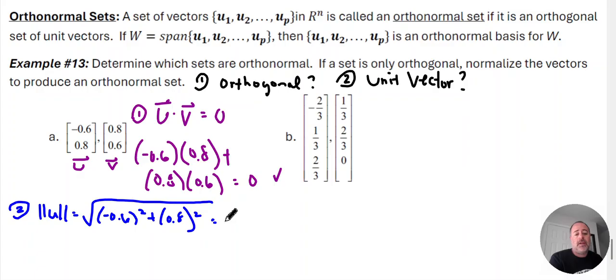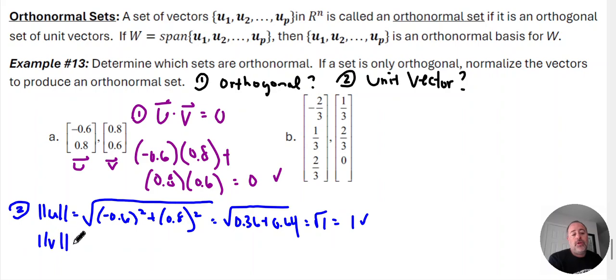So we get negative 0.6 squared is 0.36. And then we do 0.8 squared, which is 0.64. And this ends up being the square root of 1, which is 1. So this is a unit vector. Similarly, we do V. You already know it's going to be a unit vector because it's the same numbers, just both positive, but we want to show it just because.